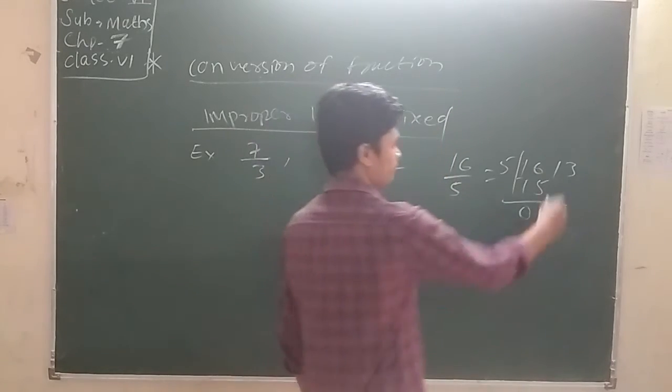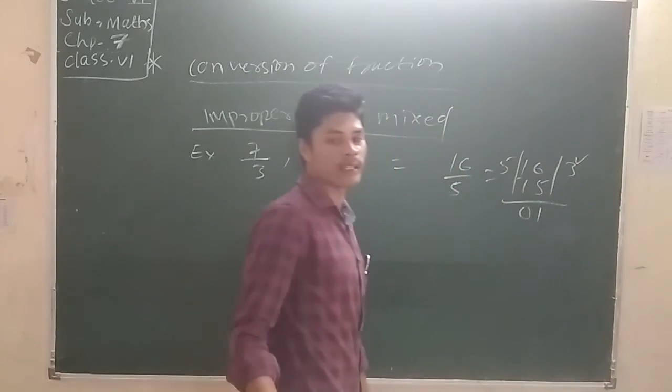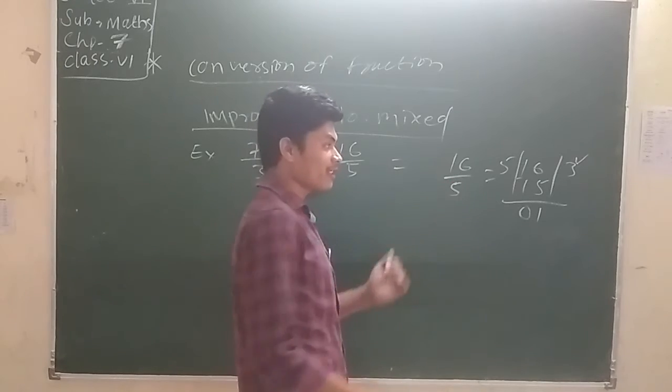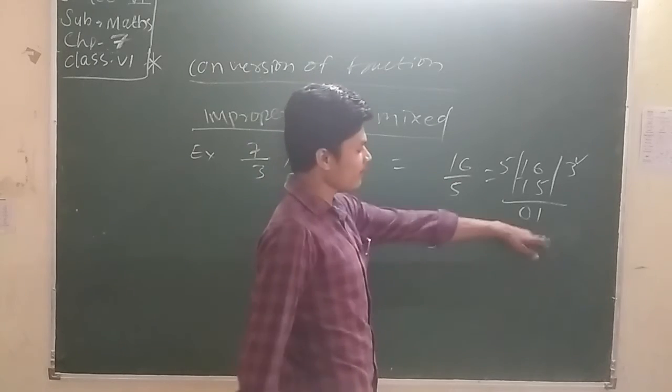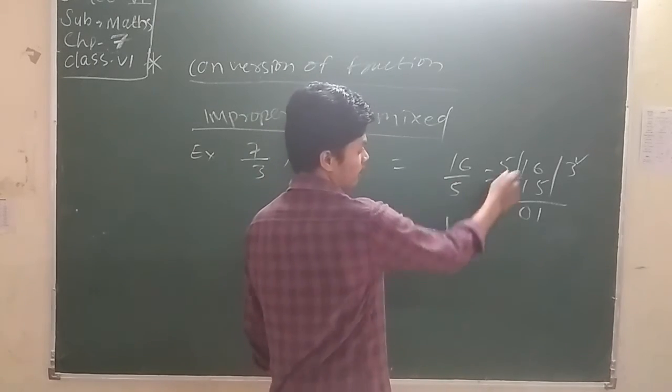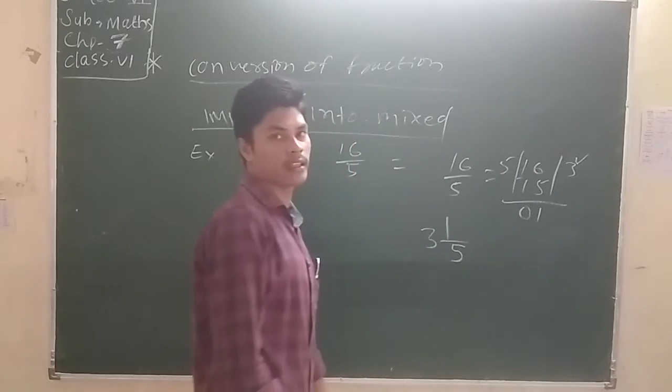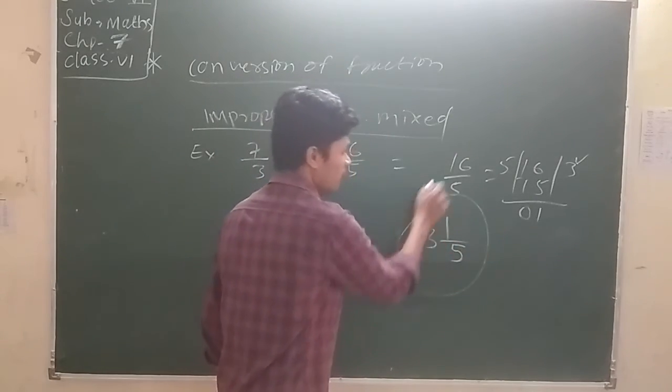Here, 3 is written as a what? I told you before, 3 is written as a whole number. Here the remainder is written as a what? Numerator. And 5 is written as a what? Denominator. See, here is the answer of this.